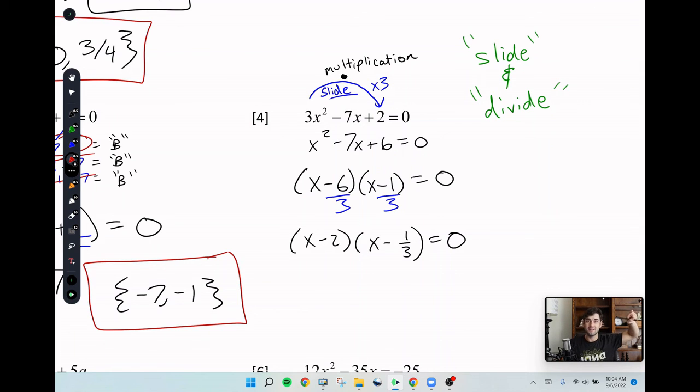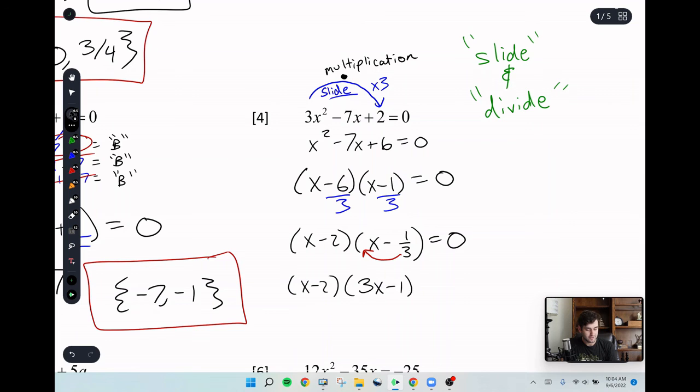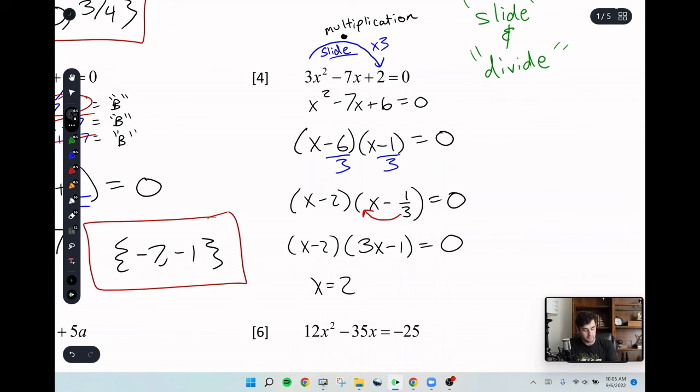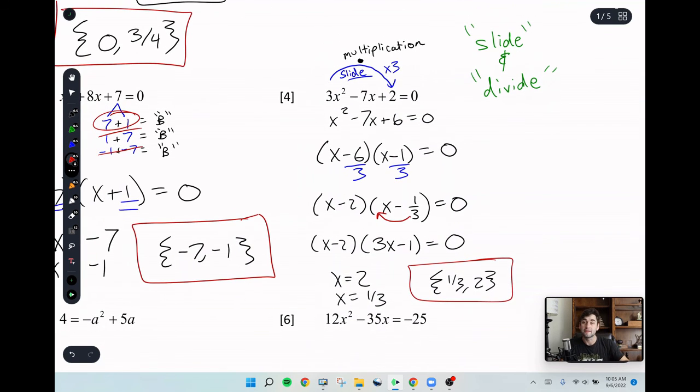So we slid, we divided, and technically maybe it should be called slide, divide, and slide, because now we're going to slide that 3 back to the front. Just like that. We're not doing any maths. We're just sliding that 3 back to the front. So we're left with x minus 2, 3x minus 1 equals 0. And then you can solve it just like normal like we did last time. So you'll be left with x equals 2 and x equals 1/3, also known as the set of 1/3 and 2. Cool?